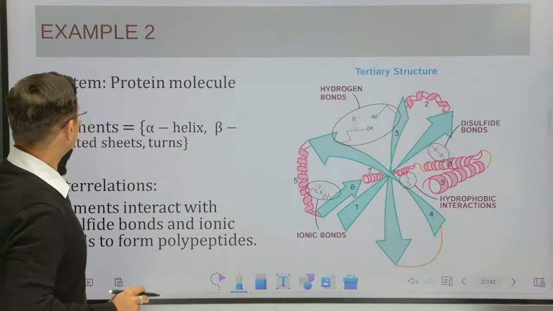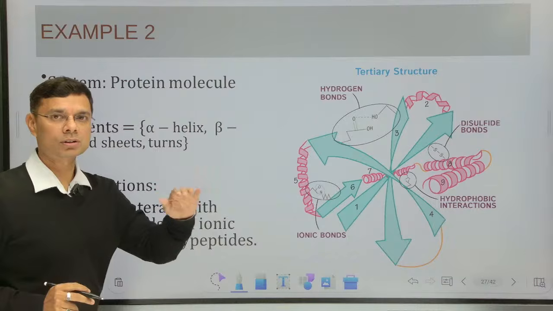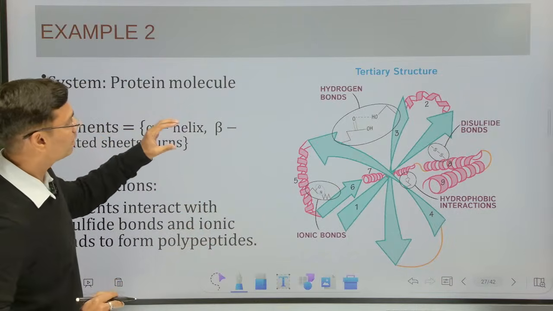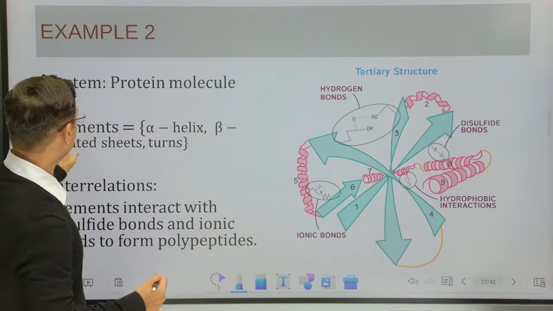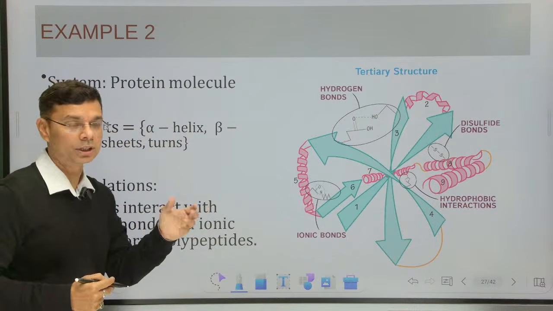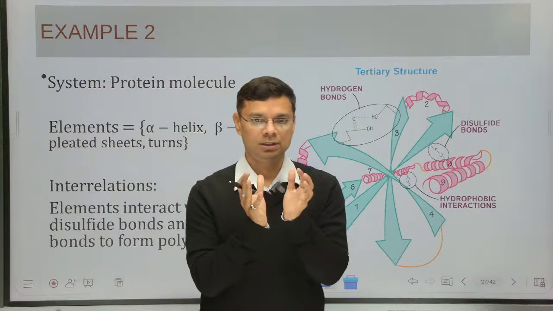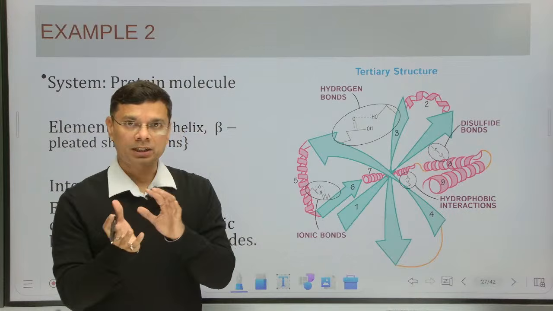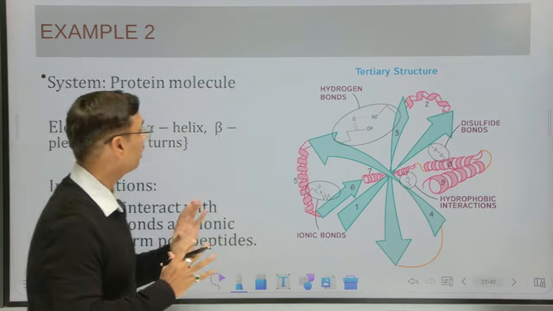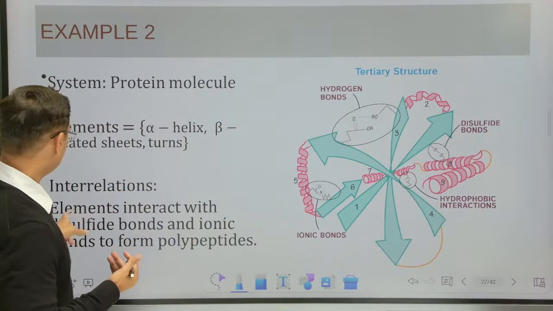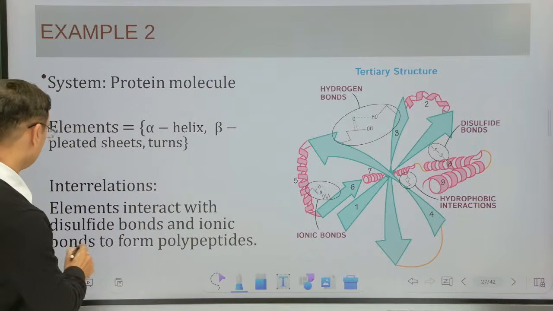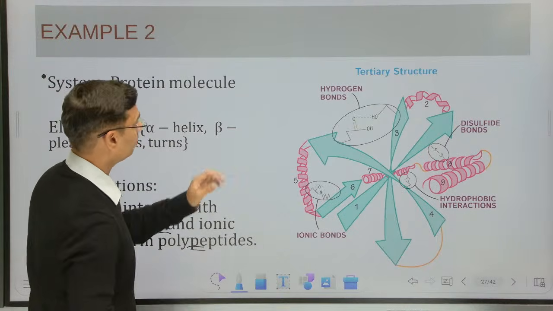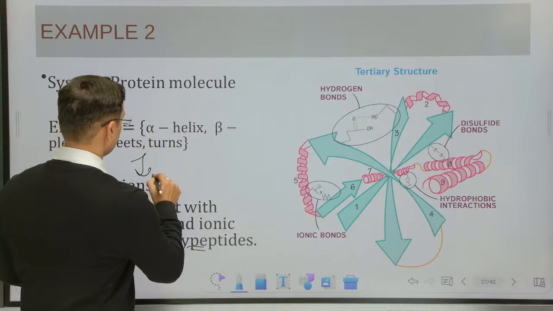Now this molecule is organizing at a higher level, and what is happening here is that the elements are the alpha helices, okay, and pleated sheets or turns. Okay, so these different elements are interacting again, and they are forming a higher level of molecule. In this case, these elements interact with disulfide bonds and ionic bonds to form polypeptides. So this type of structure we can say is the tertiary structure.